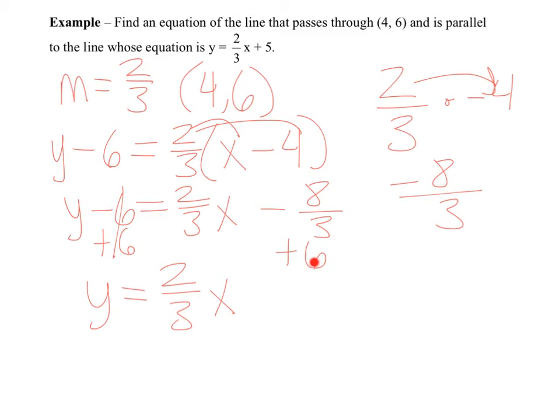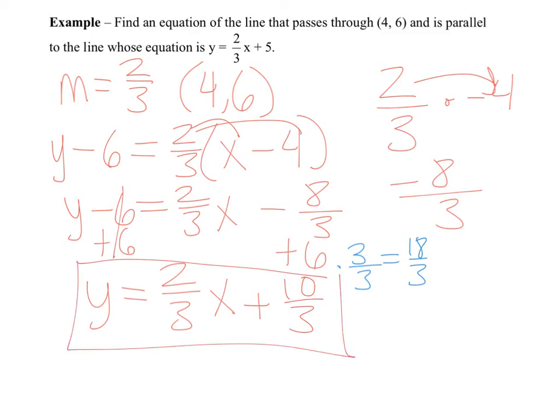So if I want to make the 6 have a 3 as a denominator, all I do is multiply by 3/3. This is the same thing as multiplying by 1. 3 divided by 3 is just 1, so I'm not changing anything about this number. So 6 times 3/3 is 18/3. So then when I take 18/3 and I add it to the negative 8/3, that's going to change into a positive 10/3. Okay, so negative 8/3 plus 6 is 10/3. And then my final answer then is this equation, y equals 2/3 x plus 10/3.